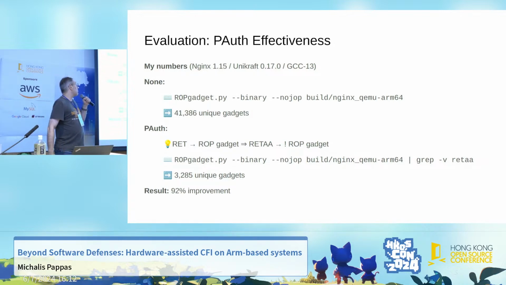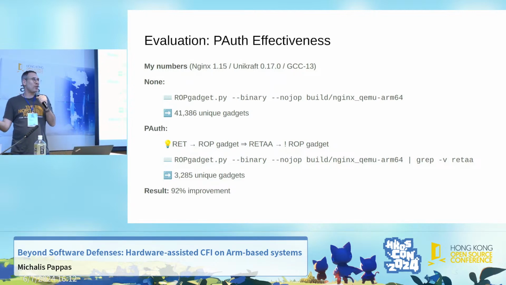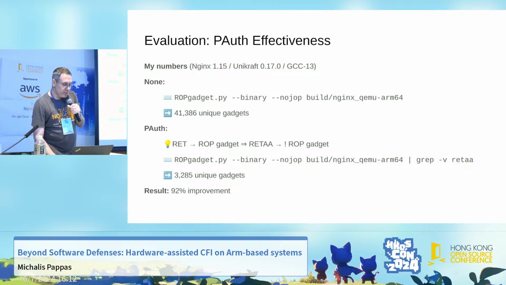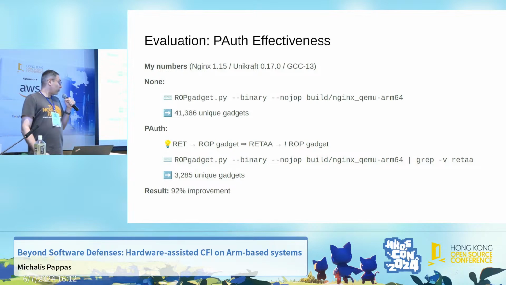So with no protections, I found around 40,000 unique gadgets. Then with pointer authentication, it's the same. I excluded all the authenticated returns, because then these gadgets are no longer valid because they're protected. And I ended up with around 3,000 unique gadgets. So this is a huge improvement, right? The number of gadgets was reduced by more than 90% with pointer authentication. And of course, this is only for return-oriented programming because, as I said, GCC and Clang for Linux only protect against ROP, right?